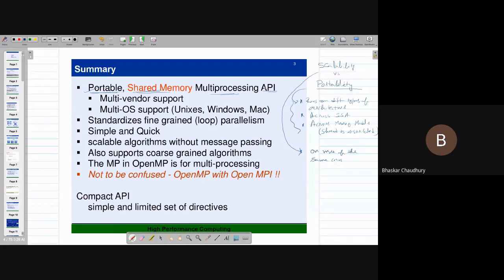Multi-vendor support. Why I'm writing these points is because this is very important. When you develop a code, multiple vendors should support it. So that also makes it quite portable. And multi-OS support. It can run on multiple operating systems. Standardizes fine-grained parallelism. So now we know what is fine-grained, right? Fine-grained loop parallelism is a very important point, actually. In your code, if you have loops and there is a possibility of fine-grained parallelism, then it's very, very easy to introduce OpenMP. In one day, one can learn it, actually. It's very easy, simple and quick.